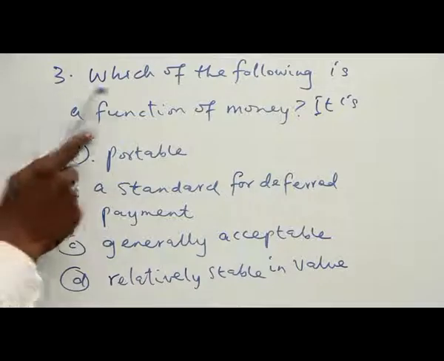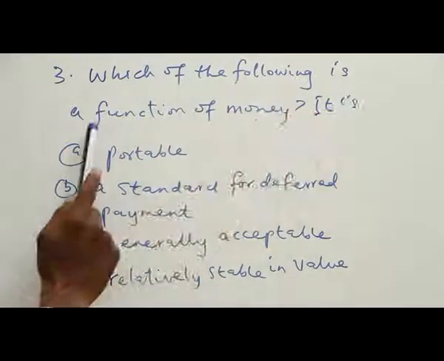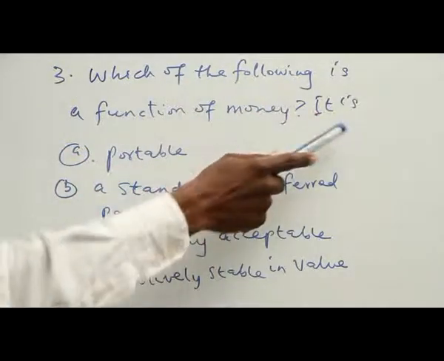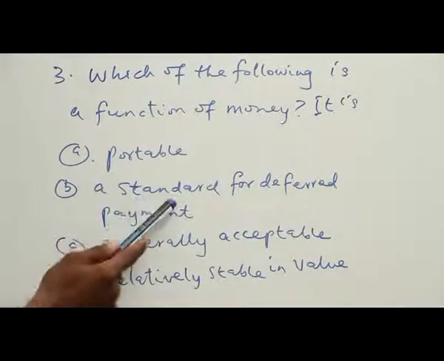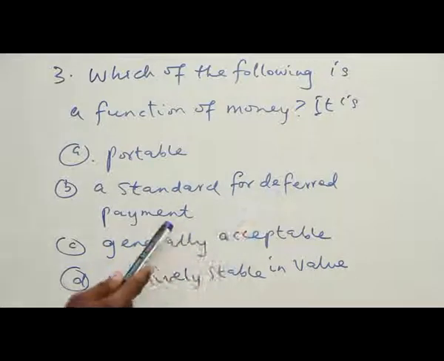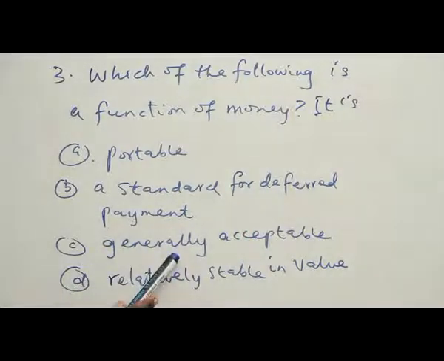Question 3. Which of the following is a function of money? A. Portable. B. A standard for deferred payment. C. Generally acceptable. D. Relatively stable in value. The right answer is B. A standard for deferred payment is a function of money.